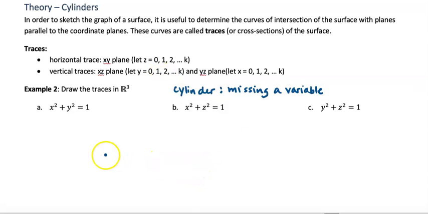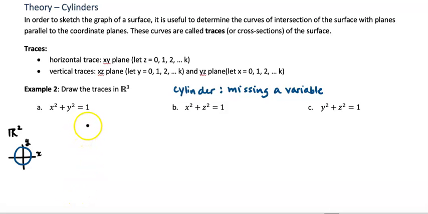Let's see what this means. I have x squared plus y squared equals 1. Well, in our two-dimensional coordinate system, what's this going to look like? I know this is going to be a circle with a radius of 1 in my two-dimensional coordinate plane.